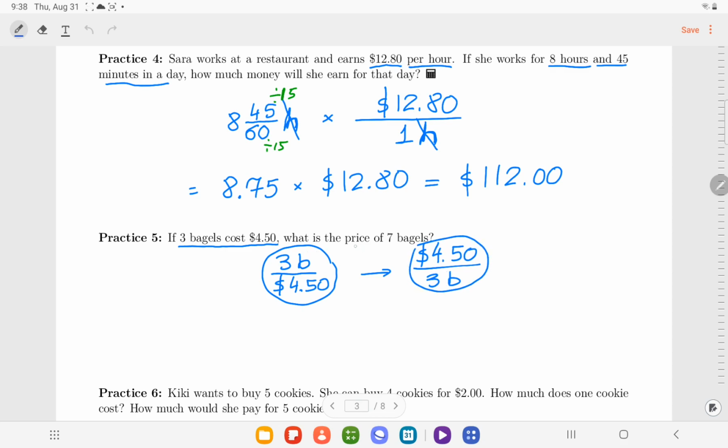What is the price? So we're looking for the price of 7 bagels. So we have 7 bagels. We have to use one of those conversion factors. Since we want to cancel the bagels, we put bagels on the bottom. We have to use this conversion factor.